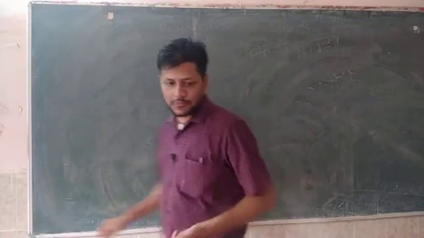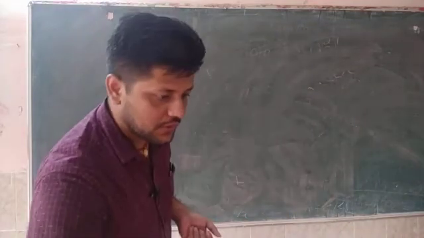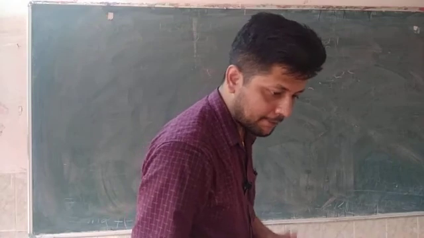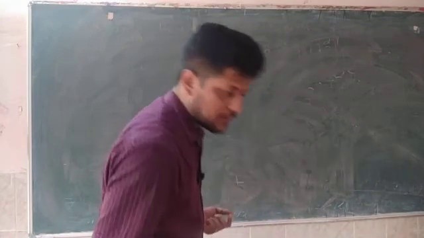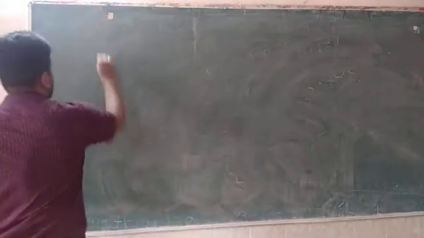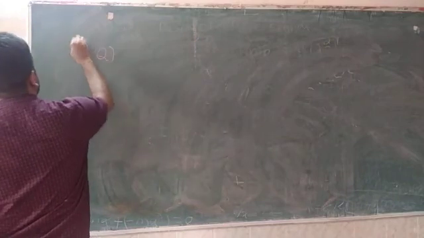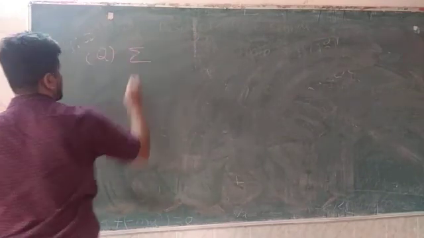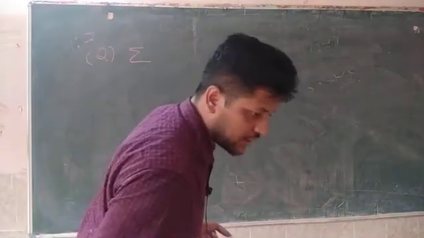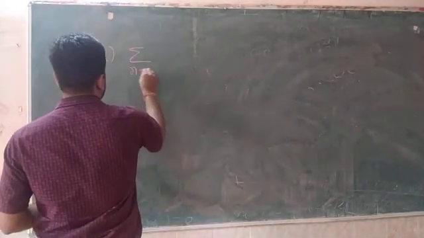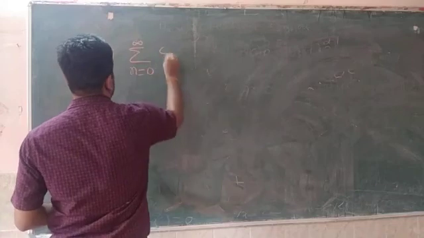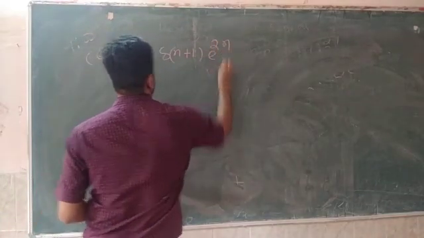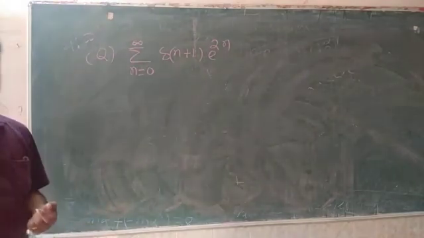Then another important question is, I am going to give you some important questions here. That will be homework for you. But before homework, I am going to solve one more problem. When n is equal to 0 to infinity, del of n plus 1 e to the power 2n, then what will be the value?